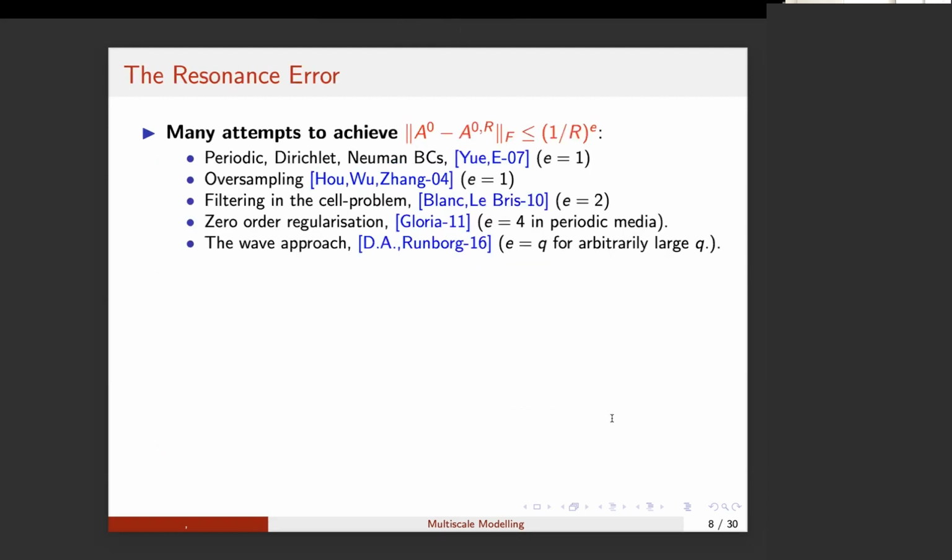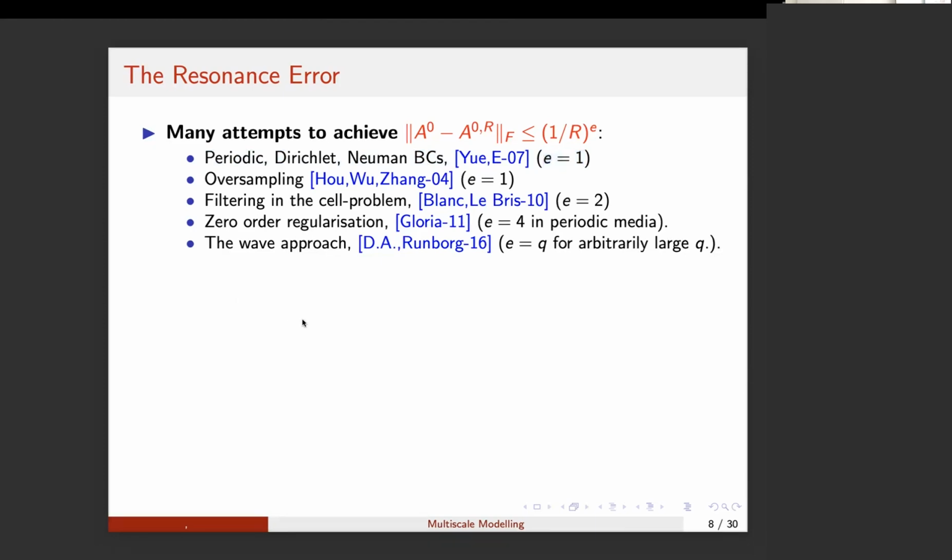Okay, so what has been done in the literature? People have tried imposing different boundary conditions, such as periodic, Dirichlet, and Neumann boundary conditions. So in this work from 2007, they found that periodic boundary conditions lead to a smaller prefactor, but it doesn't improve the rate. So the convergence rate is still first order if one simply changes the boundary conditions.